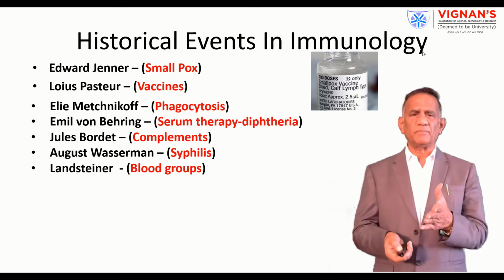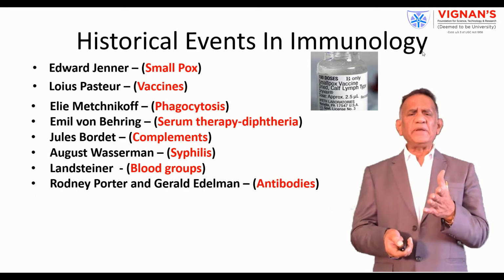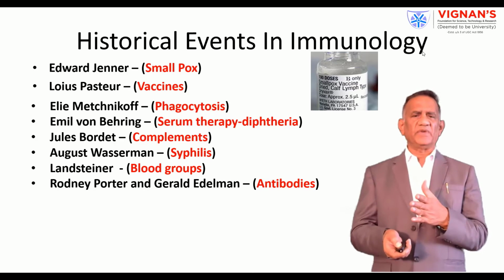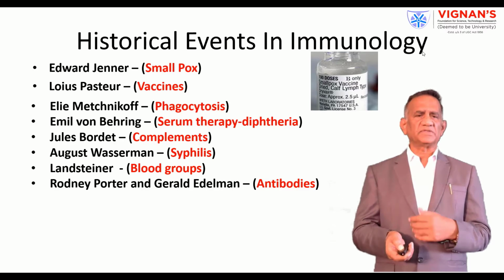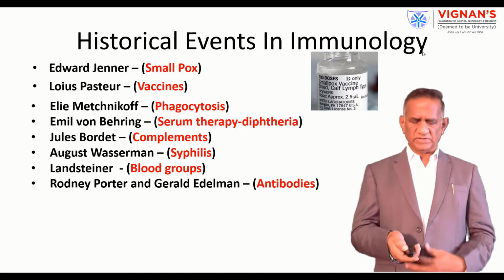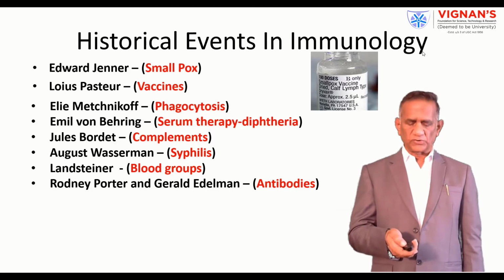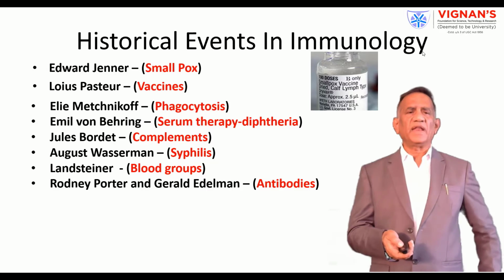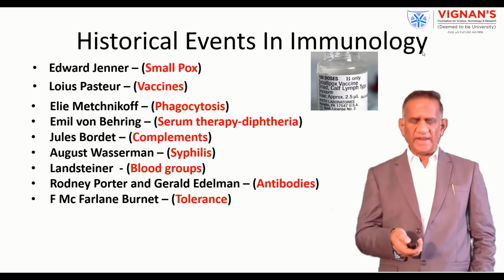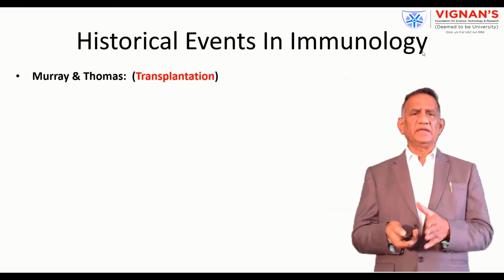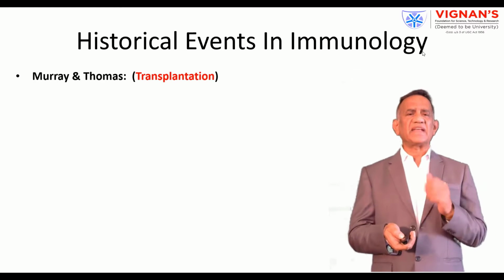Nowadays, we are speaking much about the rapid blood test, where IgM and IgG are evaluated. These are called antibodies, work done by Rodney Porter and Gerald Edelman. McFarlane Burnet worked on immunological tolerance, and Murray and Thomas did the transplantation. Nowadays, when any organ like the kidney, eye, or heart is not functioning, it is transplanted.